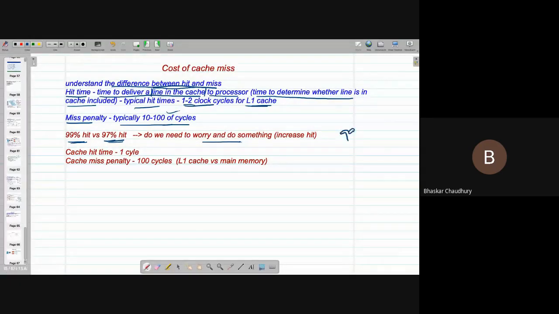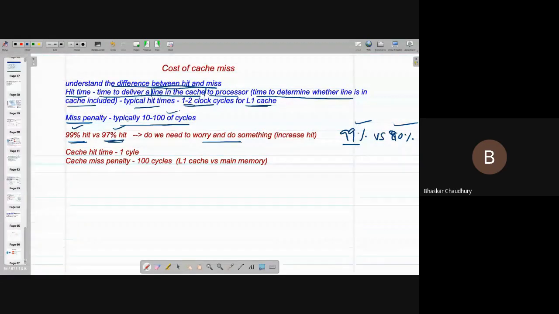Or let's say there are two situations: 99% versus 80%. So one code is giving 99%, another is giving 80%, and in the other case it is 99% and 97%, same algorithm I'm talking about. In which scenario should you worry? Any idea? 99 and 80, in this scenario we worry, because 99 and 97 is already nearby.